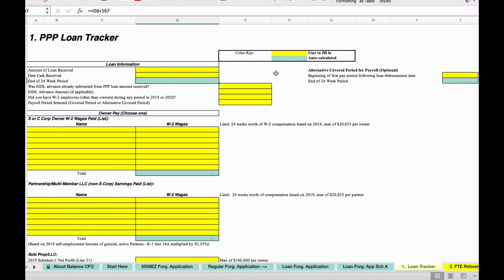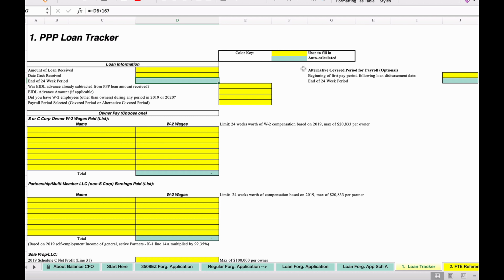Additionally, if you have employees, now if you don't have employees, this doesn't matter, but if you do have employees, there is an option to use an alternative covered period for payroll. What is the alternative covered period for payroll? Well, basically that is saying that instead of starting the clock when you get the money, which is the default, right? That you get the cash and that's the day that your 24 weeks or your 8 weeks starts, depending on which you choose, instead you can try to align this better with your payroll periods.